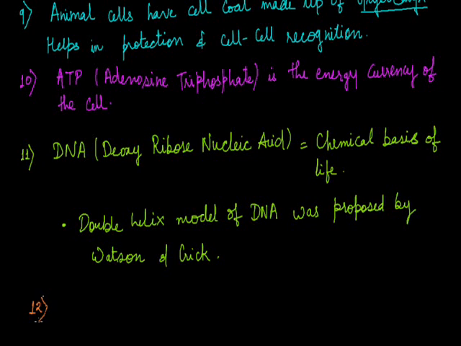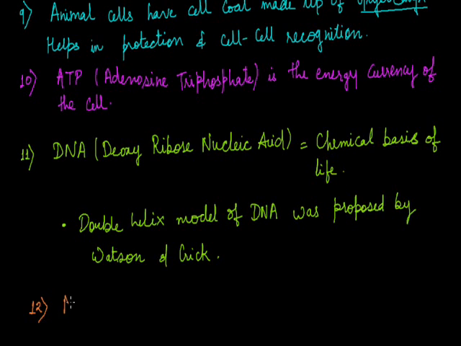Last point. We have studied, when we were studying the structure of mitochondria and plastids, that they have their own DNA molecule. Besides that, centrioles or the centrosomes also have their own DNA molecule. Therefore, they are called semi-autonomous cell organelles.